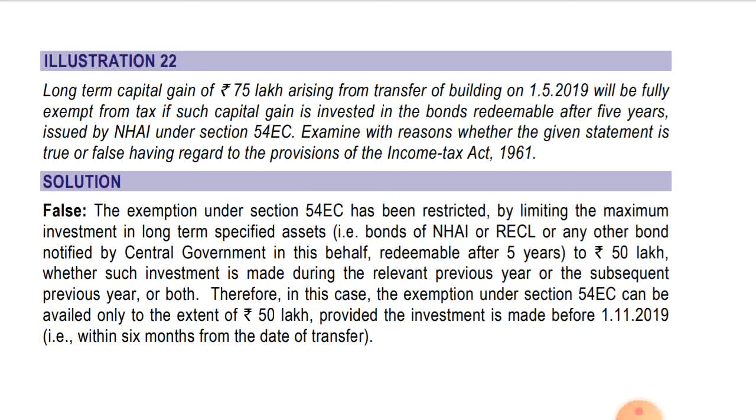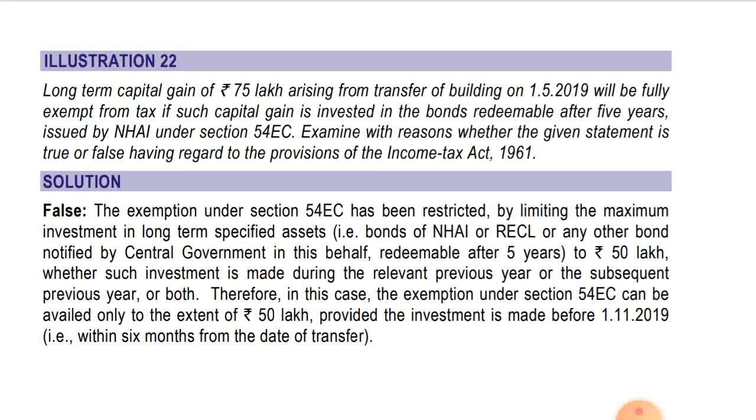Now moving to illustration number 22. Long-term capital gain of rupees 75 lakhs arising from transfer of building on 1st May 2019 will be fully exempt from tax if such capital gain is invested in the bond redeemable after 5 years issued by NHAI under section 54EC. Examine with reason whether the given statement is true or false having regard to the provisions of the Income Tax Act 1961. No, it is not correct, because only exemption up to rupees 50 lakhs is available under section 54EC.